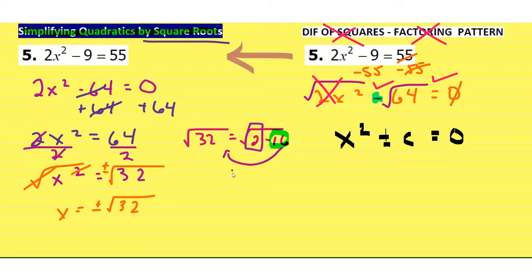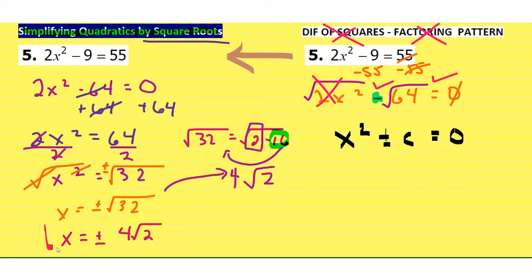So I'm going to pull a 4 out to represent the 16. I'm going to leave a 2 inside the radical by itself. And that is what radical 32 is going to be equal to. So therefore, my final answer becomes x is equal to plus or minus 4 times the square root of 2.